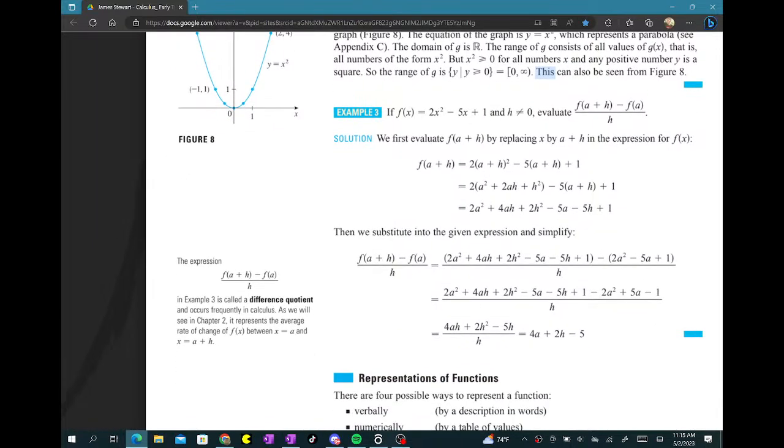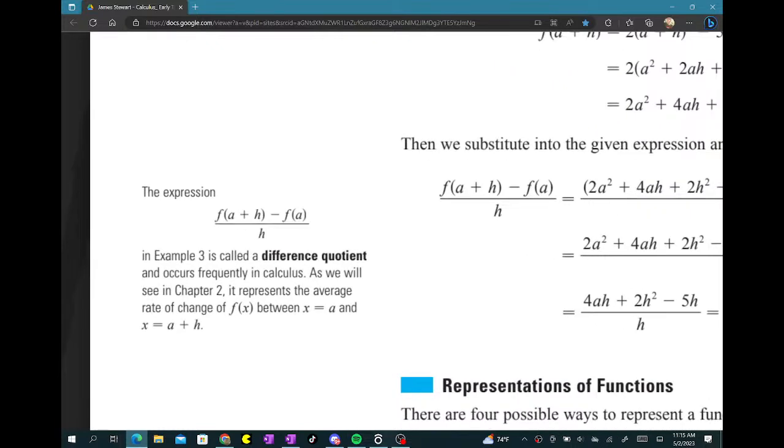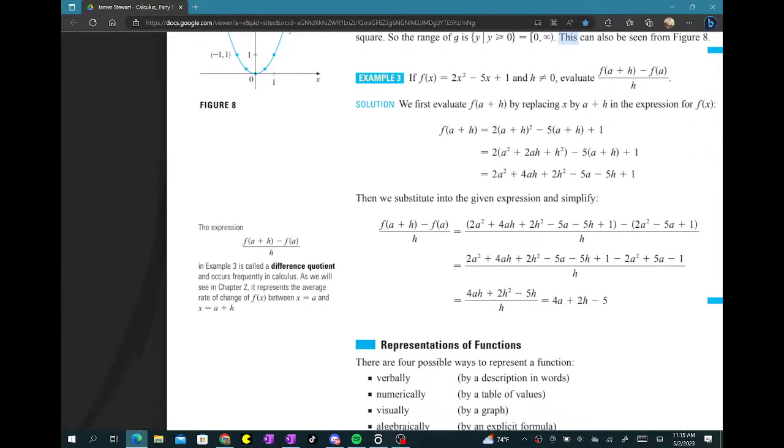Obviously, this is what the difference quotient is. The expression in example 3 is called the difference quotient and occurs frequently in calculus. As we will see in chapter 2, it represents the average rate of change of f of x between x equals a and x equals a plus h. So this is why we did this in pre-cal, because now that we're looking at calculus, we're going to see this play a huge role, and you're going to see it all over, maybe in Cal 1 as well as Cal 2. I can't remember, but also Cal 3.